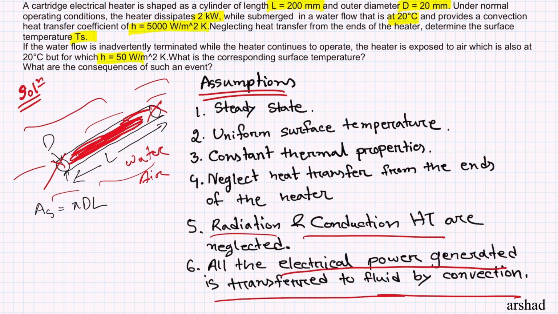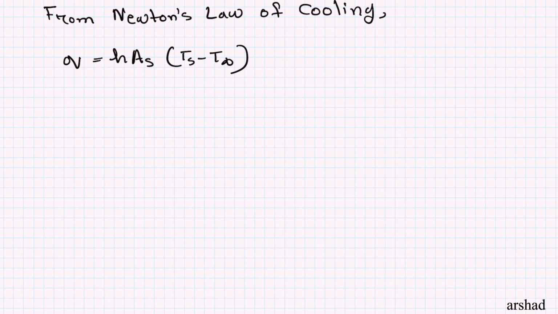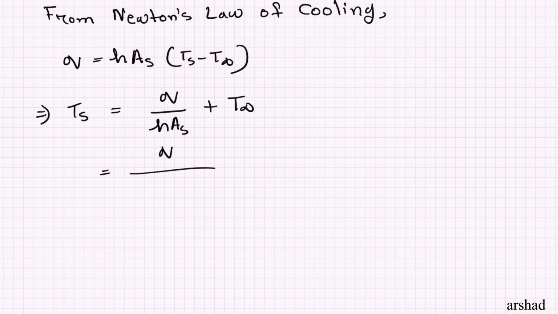So the assumptions number 5 and number 6 are made to simplify this problem. Since we are interested in surface temperature, we can simply write it as follows. We can write Ts equal to Q over hAs plus T infinity, and we can further simplify it by writing Q over h pi DL plus T infinity.